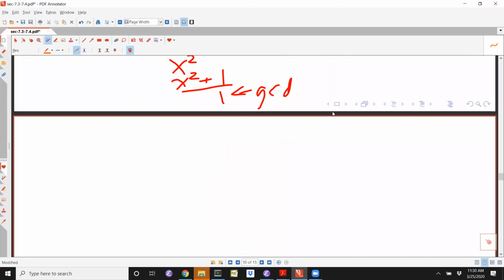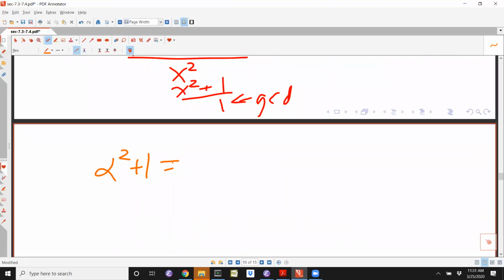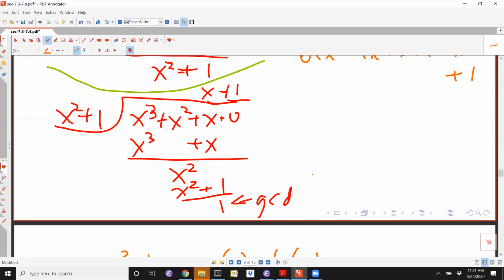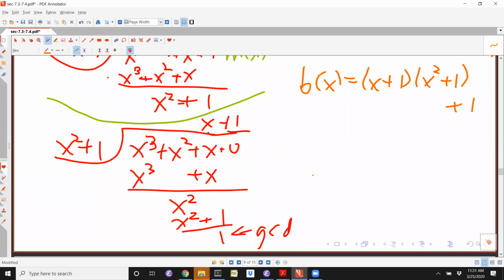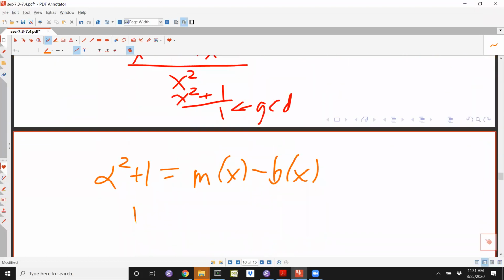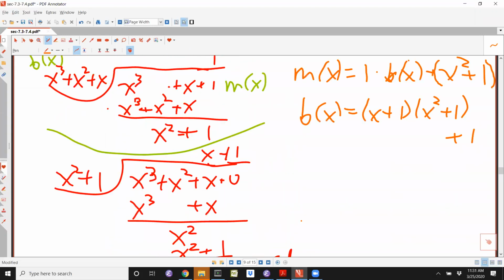Anyway, let me just go ahead and finish the calculation, even though I kind of did it in an inefficient way. So we have that alpha squared plus 1 is equal to m of x minus b of x, which is the same thing as m of x plus b of x, because plus is equal to minus. Wacky. And so we see from the second equation that 1 is equal to b of x minus x plus 1 times x plus 1 times x squared plus 1.